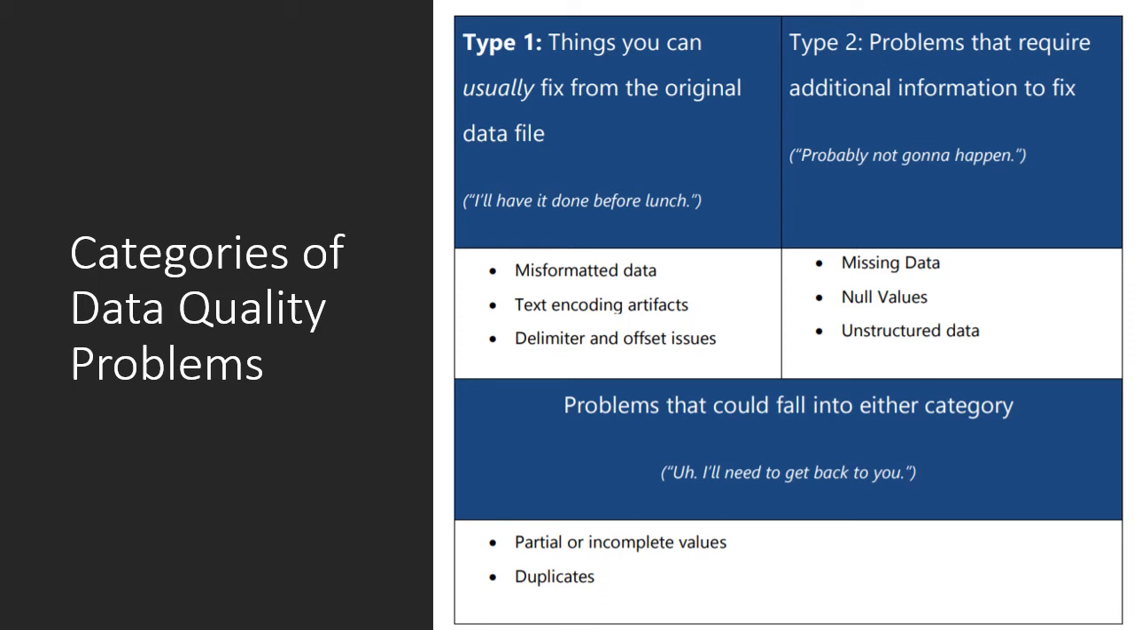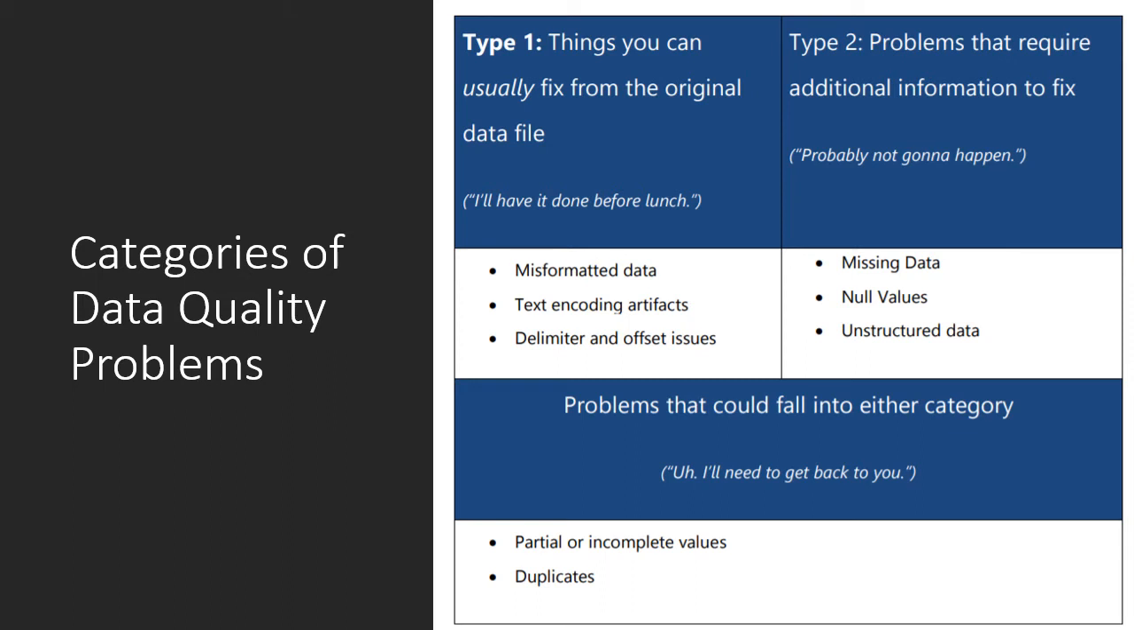And problems with the unstructured data. Okay, problems that could fall into either this category. It can be easy, or it can require you to take more information. It's either partial or incomplete values, right? Maybe there are incomplete values that can be easily fixed, or some things that require you to have more information about it, right?